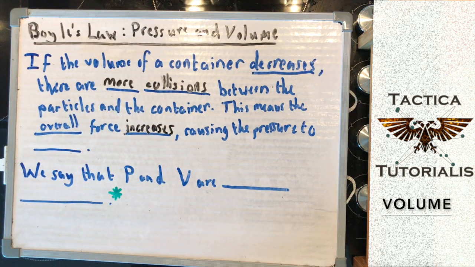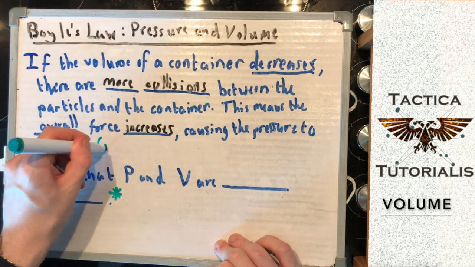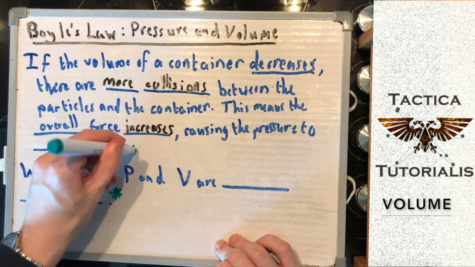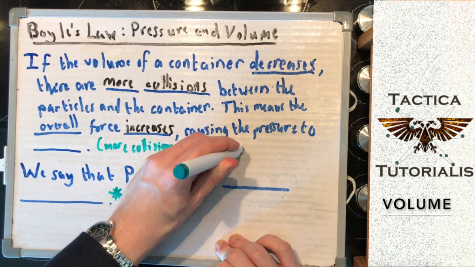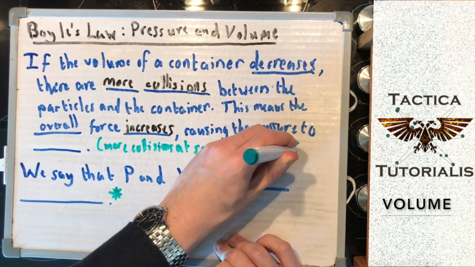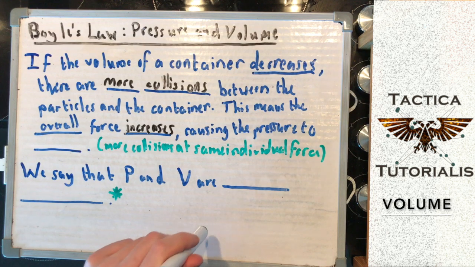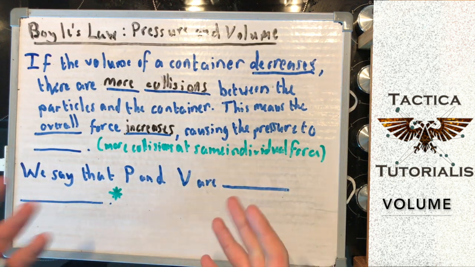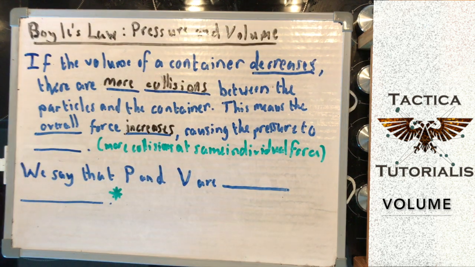This is because there are more collisions at the same individual force. So each particle might have a force of 5 newtons when it hits the container wall. That's way too big, but go with it. Say 5 newtons, and that's not going to change. But instead of there being 20 collisions, there's now 40 collisions. So the overall force, instead of being 20 times 5, is now 40 times 5. So the overall force has increased.